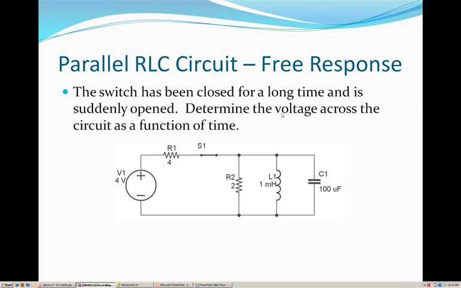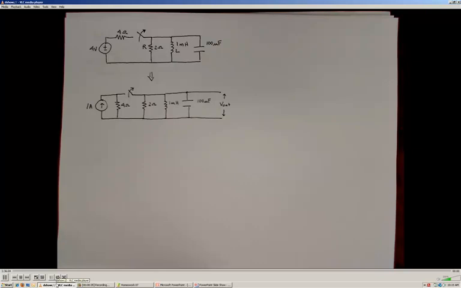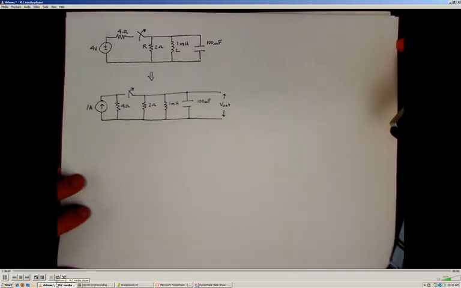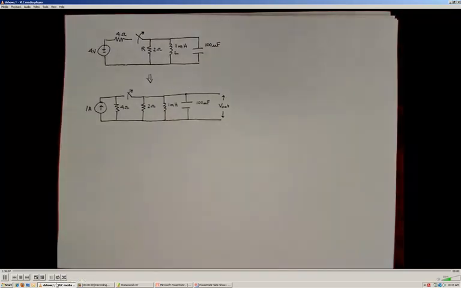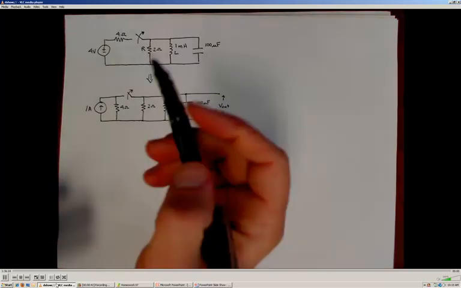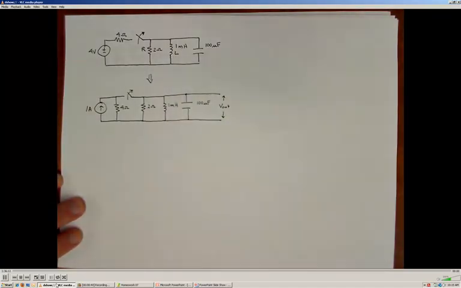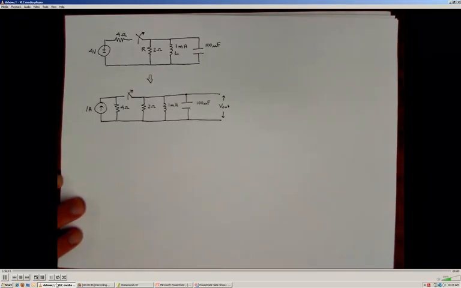In this case, we're interested in determining the voltage or the potential that's developed across this parallel combination of R, L, and C. So we need to develop our differential equation model so that we can solve this second order system. We know that it's a second order system because we have an inductor and a capacitor, or 2 energy storage elements in the system.